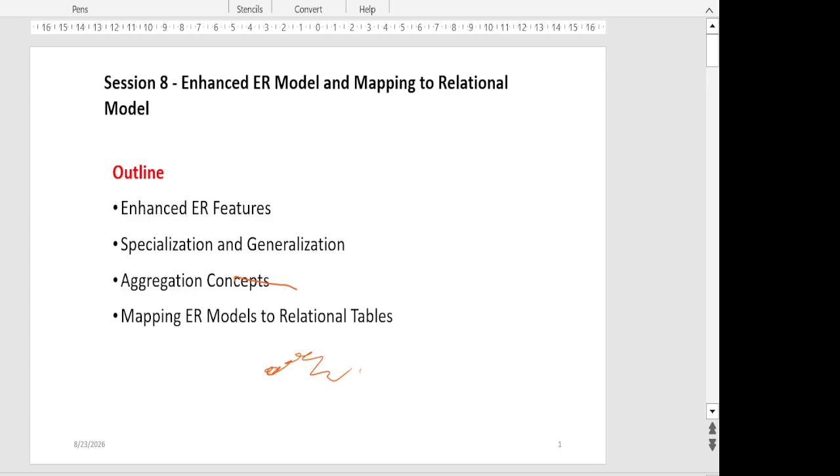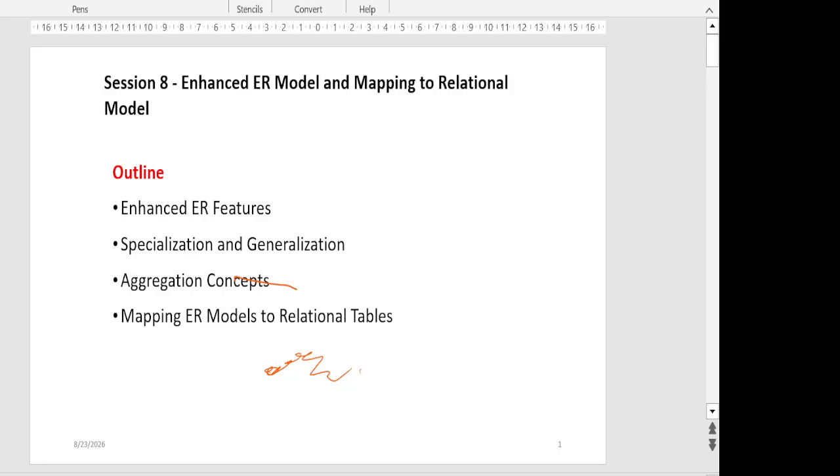How the database managers or database designers are converting from the ER diagrams into the tables, right? So next, what is specialization, what is generalization, what is aggregation, and how we are going to use these concepts in real time, and how they will help in real time.